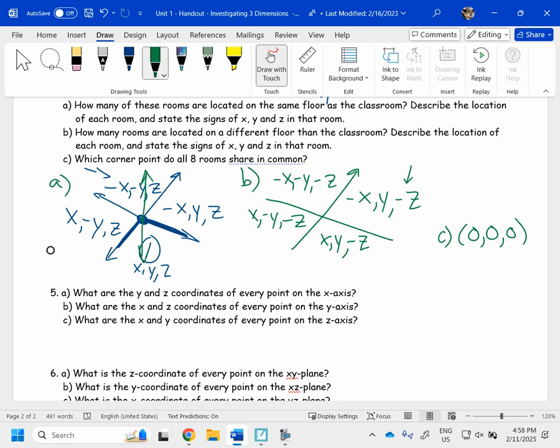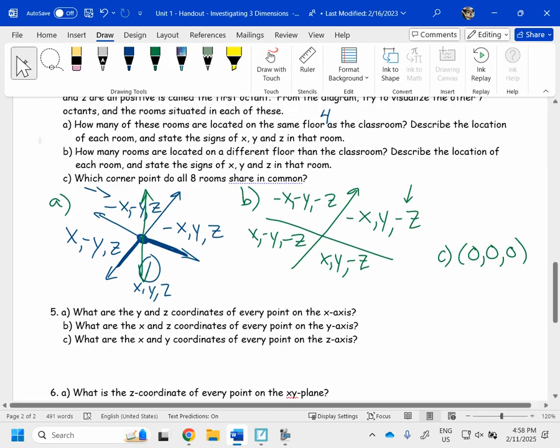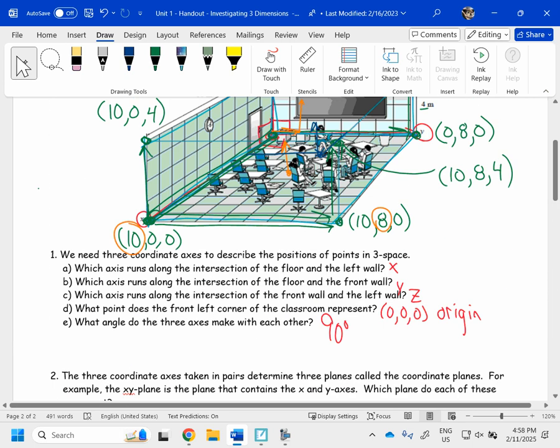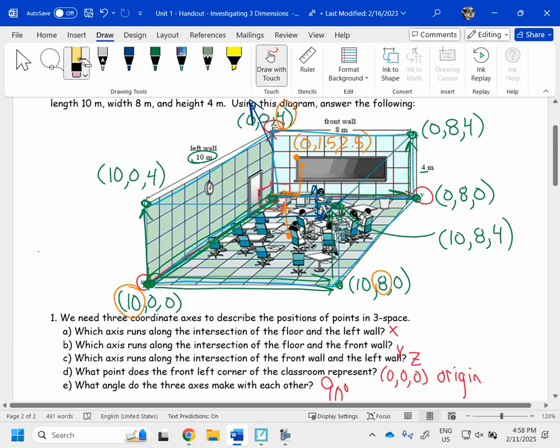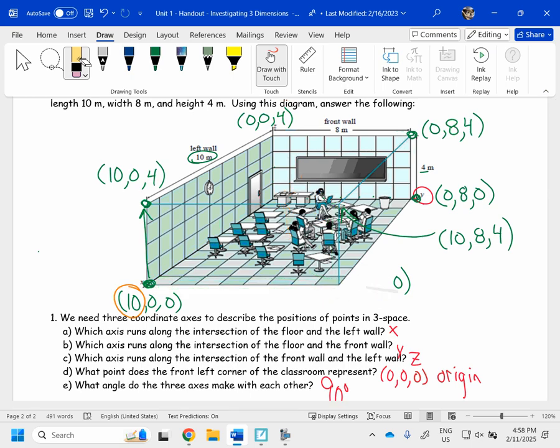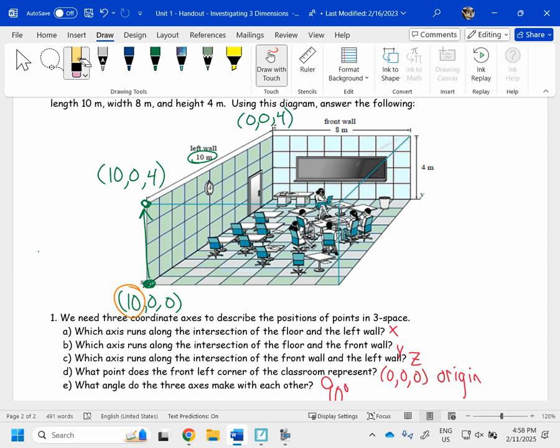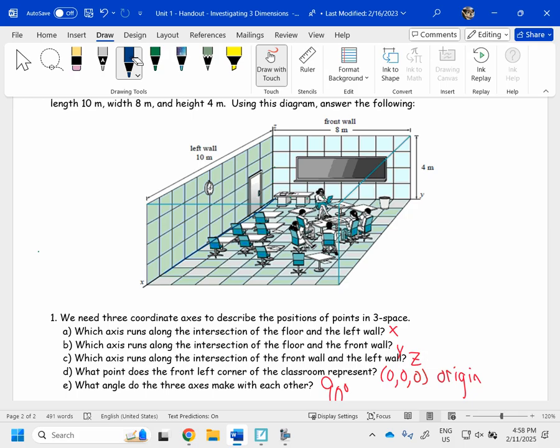It asks us, what are the y and z coordinates of every point on the x-axis? Let's go back to our picture for a second. I'm going to erase some of the stuff so we can see a little bit better. Okay, if we just thought about the x-axis itself, which is the left-hand wall, and I thought about my y and my z values along there. So here's my x-axis right there.